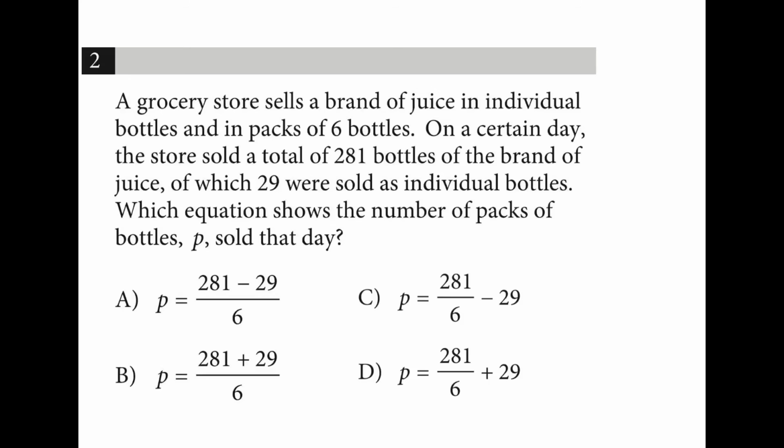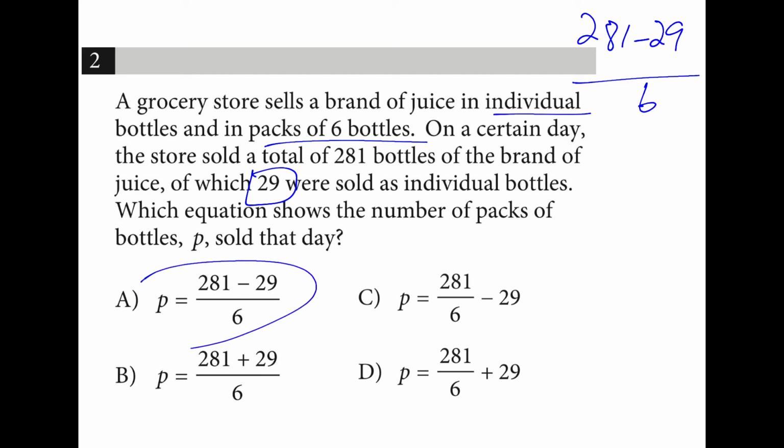So we have individual bottles and then 6-packs. So we had 29 sold as individual bottles, so we'll subtract that: 281 minus the 29, and whatever we have left we'll divide by 6, and that'll tell us how many 6-packs. And we don't have to actually solve it, we just set it up like this.